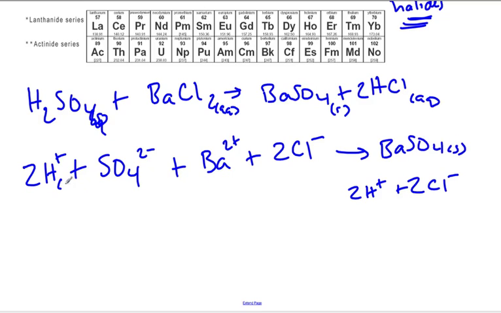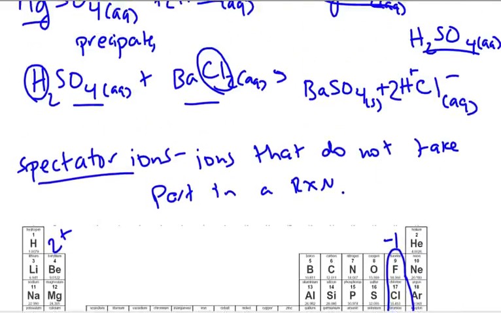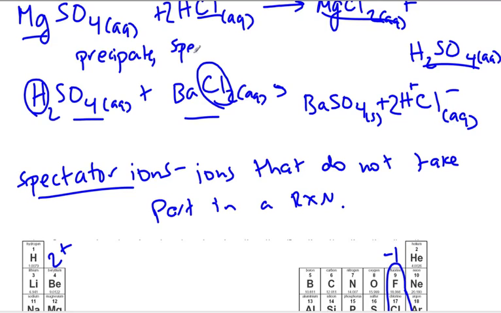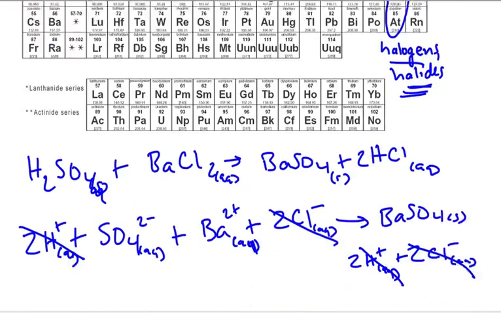BaSO4. So let's write all these. All these are aqueous, but this is solid. If we see something on the left and the right side, we're going to cross it out. Do we see SO4 2 minus? No, we do not. Do we see barium? No. Do we see 2 Cl minus? Yes, we do. We can cross that out. So what have we crossed out? We've crossed out the spectator ions. Let me write that. That's another term. Spectator ions: ions that do not take part in a reaction.